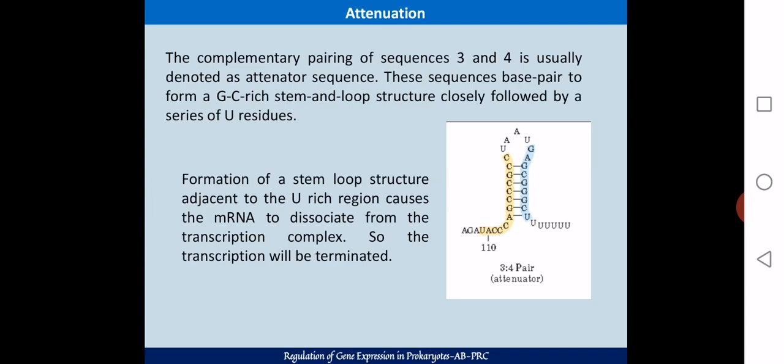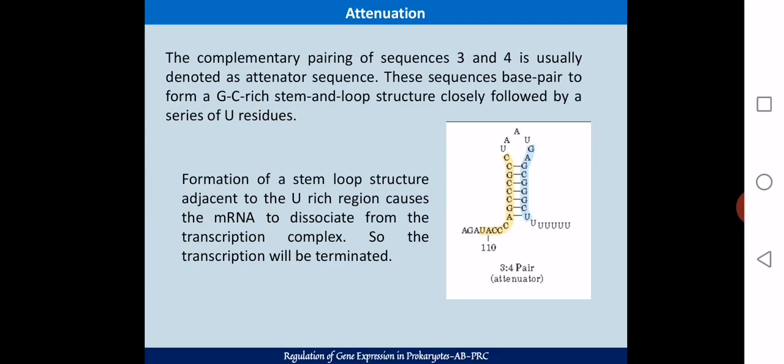The complementary pairing of sequences 3 and 4 is called the attenuator. Remember, when region 3 and region 4 pair with each other, that structure is called the attenuator. This self-pairing causes formation of a stem loop structure, and this stem loop is what we call the attenuator structure.